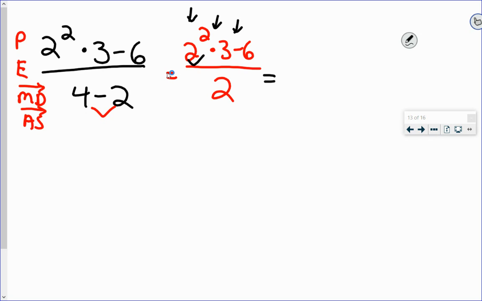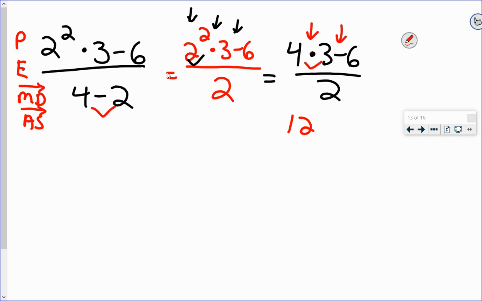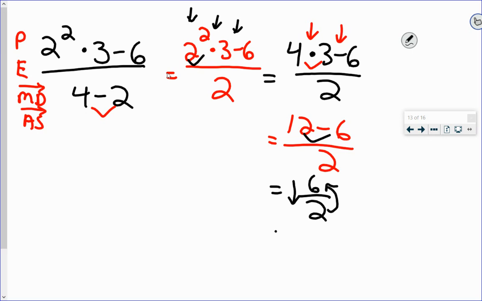So 2 to the second power is 4. All right, so that's where we're at right now. What do we do next? Well, on top, there is multiply and subtract. So what am I going to do first? I have to do multiply. So we'll do this first, and end up with 12 minus 6 over 2. And then what's left to do on top? 12 take away 6, which is 6. Now I have one single number on top and one single number on the bottom. Divide down the fraction, or how many 2s go into 6? The answer is 3.